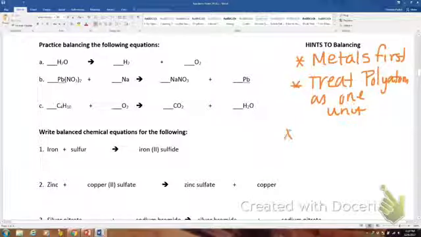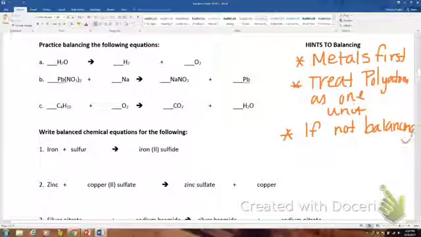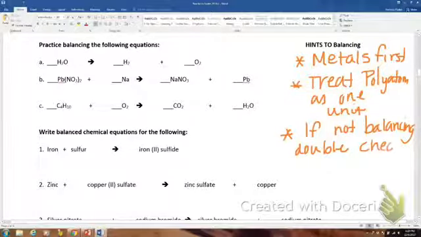And then if you're having trouble balancing, you're going to want to go back and double check that you wrote your formulas correctly. Because sometimes if it will not balance no matter what you've tried, you probably wrote one of the formulas incorrectly. The first thing to check is make sure you wrote your Brinkelhoffs as diatomic. So that's the first thing you always want to check. And only change those subscripts if you realize, oh, I didn't write that correctly. Okay? So here we go.